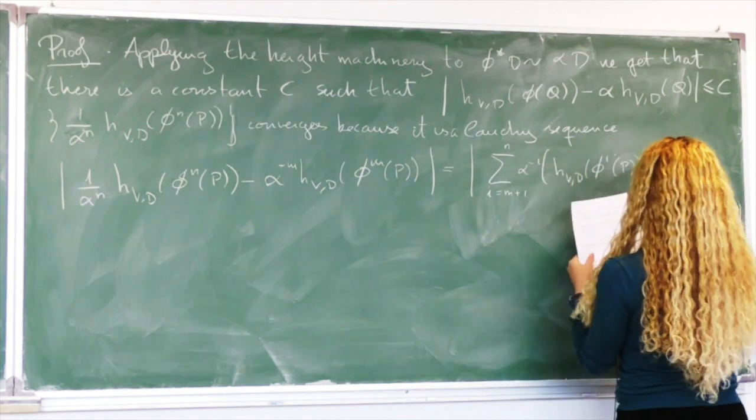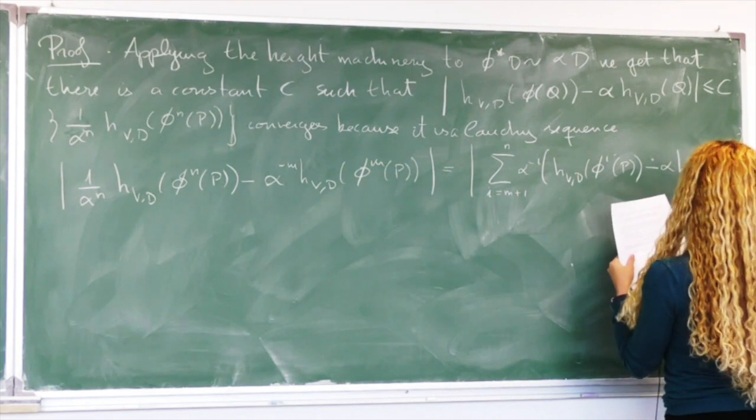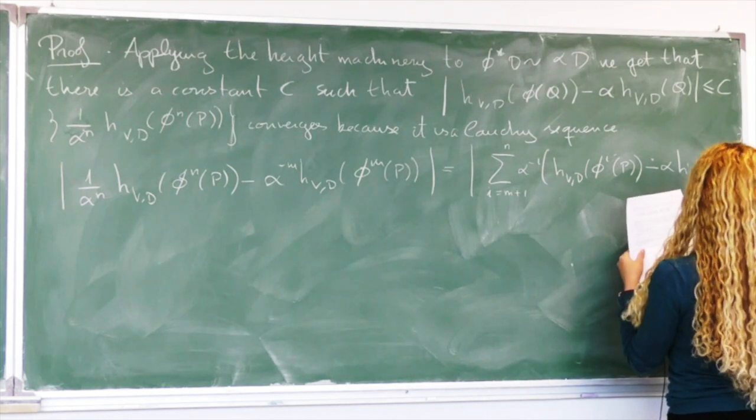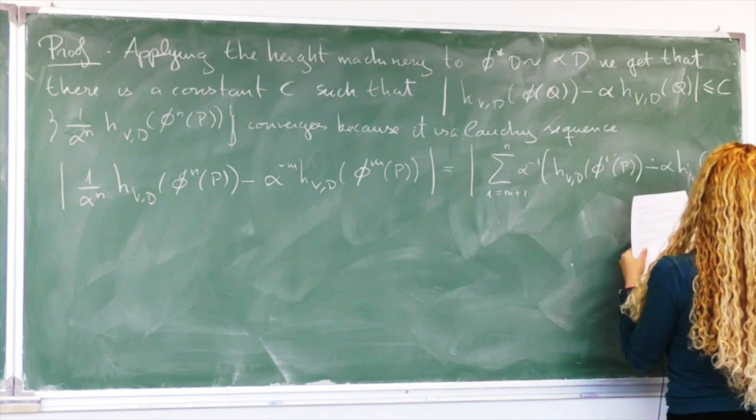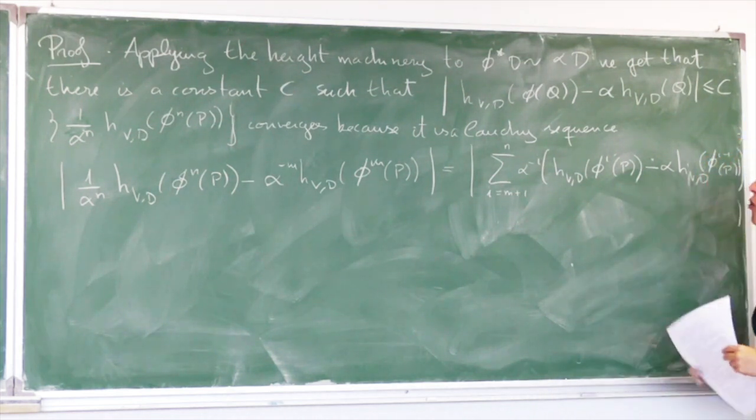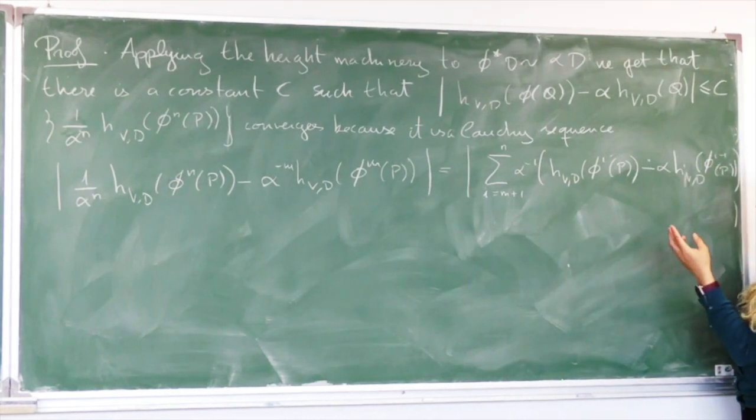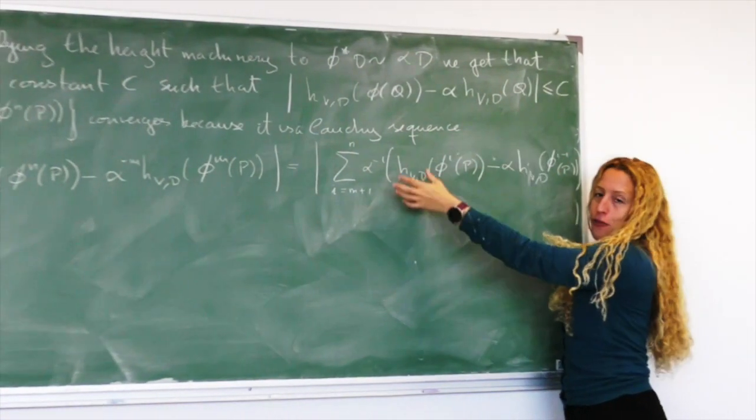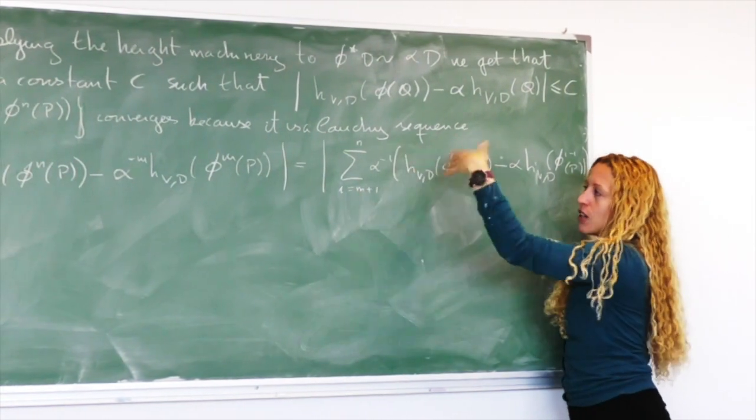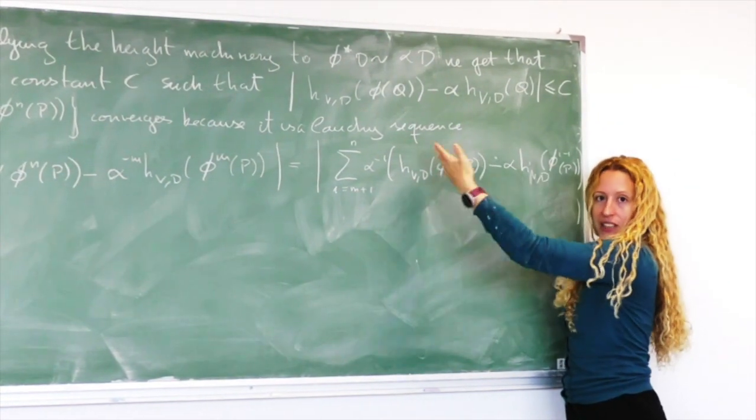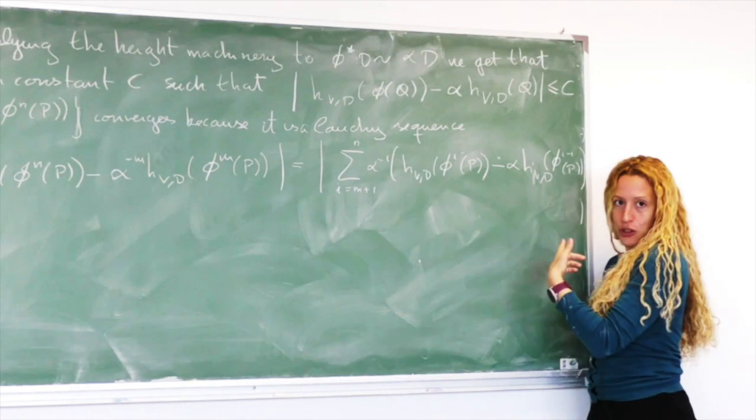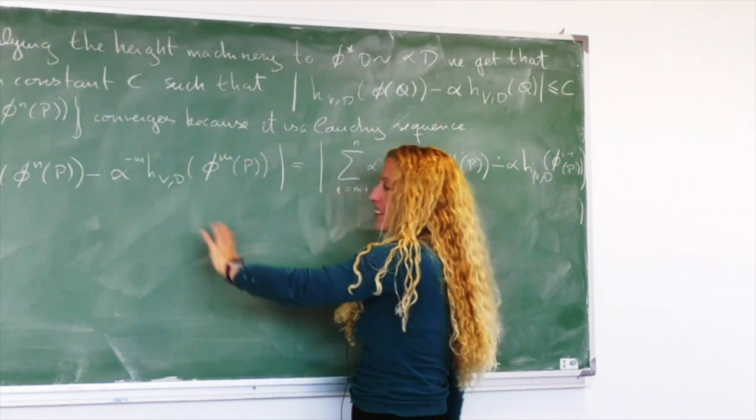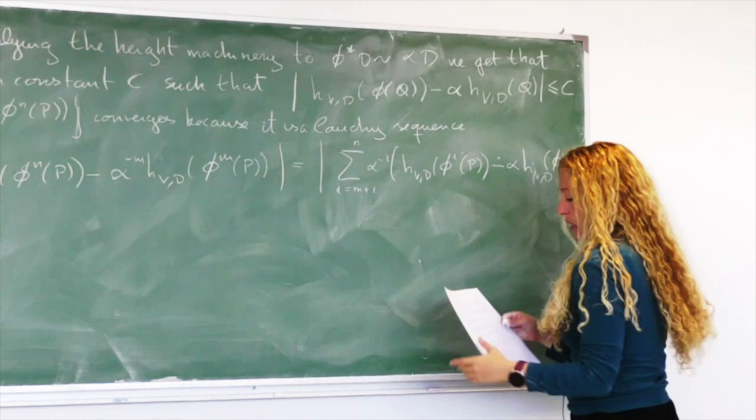The idea is that I'm writing it as a telescopic series. I'm considering this sum, but actually for each term, the last term equals the first term. So when you do this sum, you get cancellations of all the intermediate terms, except the last one and the first one. And this is precisely what we have here. So this is just a clever way of rewriting this thing.